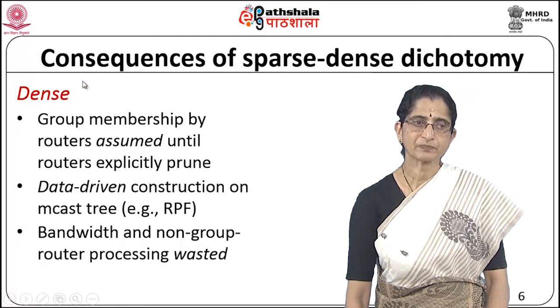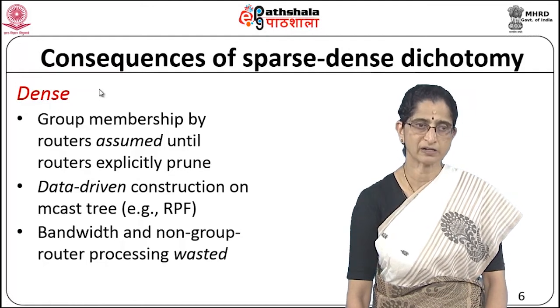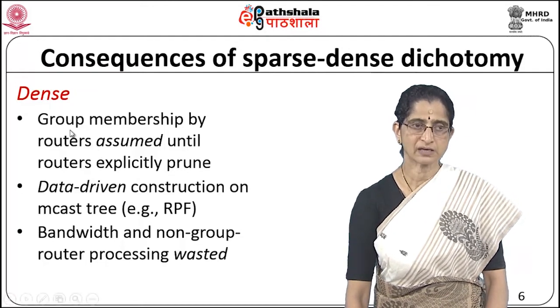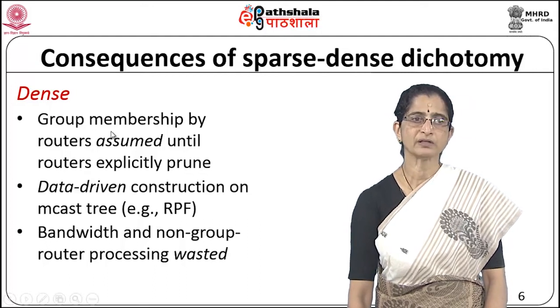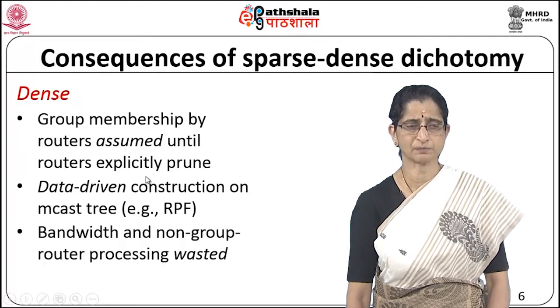Dense PIM basically works like the DVMRP protocol in the sense that it uses a flood and prune technique. In this case it is assumed that all the routers have the group membership until the routers explicitly send a prune message.